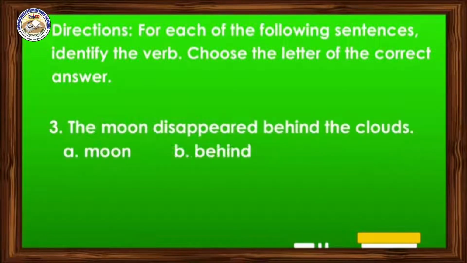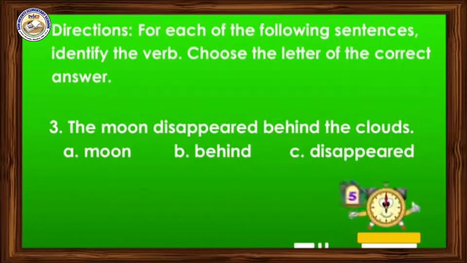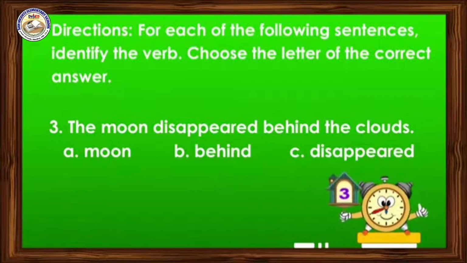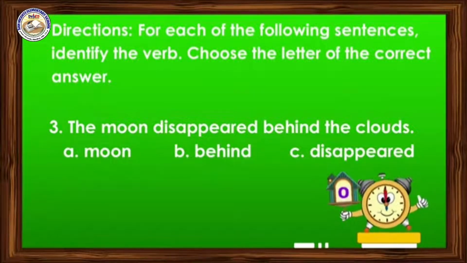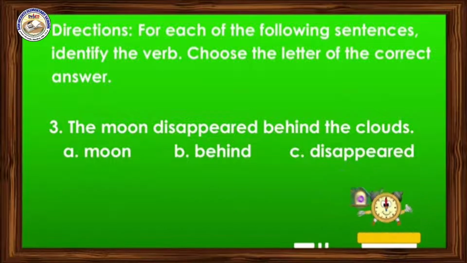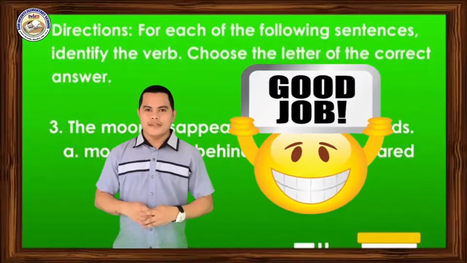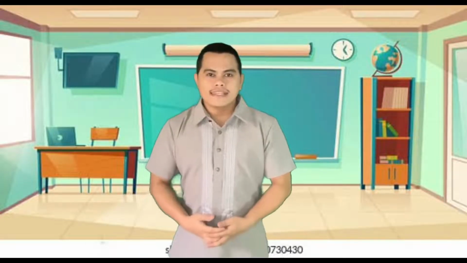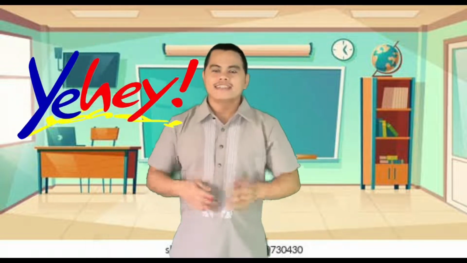For number 3, the moon disappeared behind the clouds. A, moon. B, behind. Or letter C, disappeared. The correct verb in this sentence is letter C, disappeared. Excellent. Good job, grade 6 learners. Kids, did you enjoy answering our warm-up activity? Yes! Yay! Two thumbs up and say, hooray!